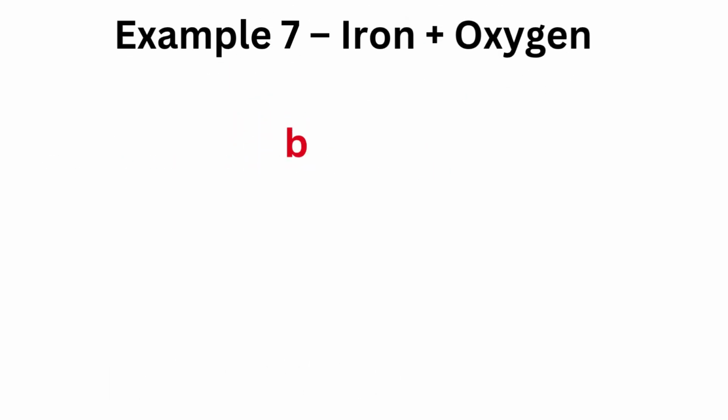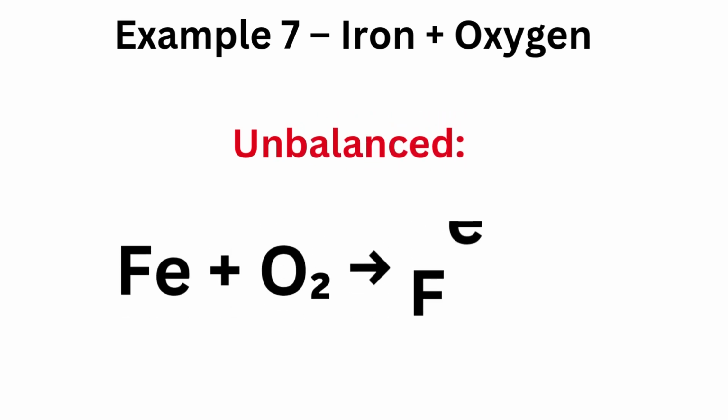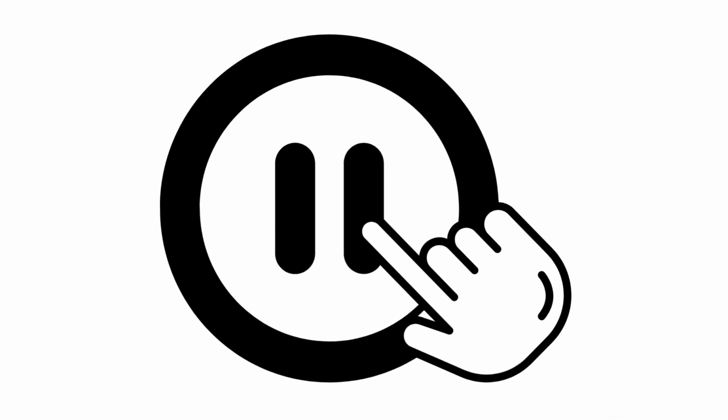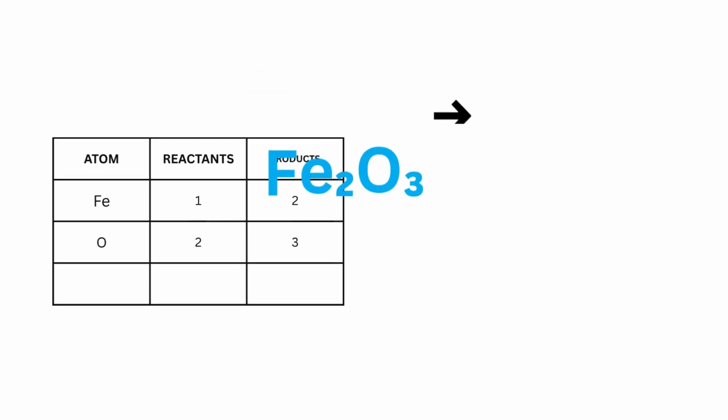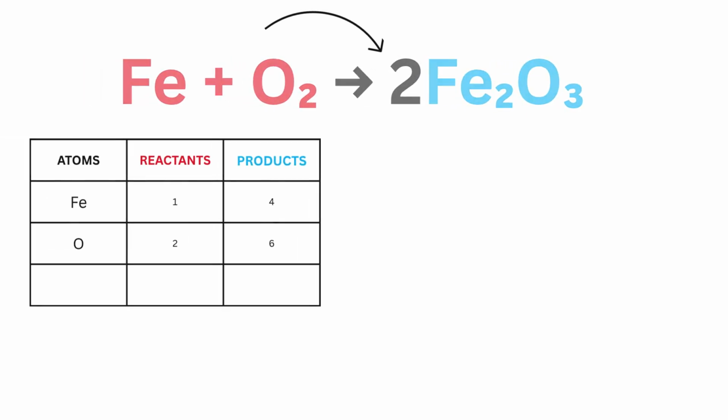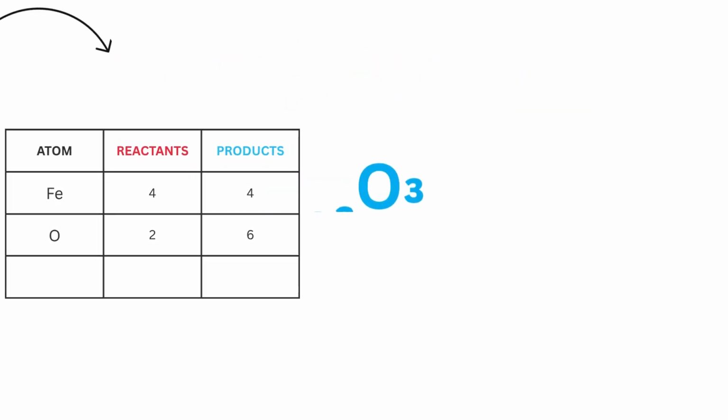Our seventh equation is the reaction between iron and oxygen. This equation is very similar to the previous one, so I will leave you to balance this one. Pause the video and then try to balance it yourself. After trying, you could resume the video to see if you nailed it step by step.